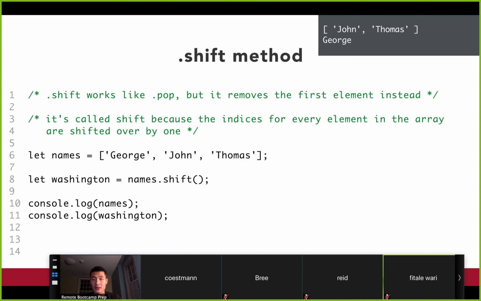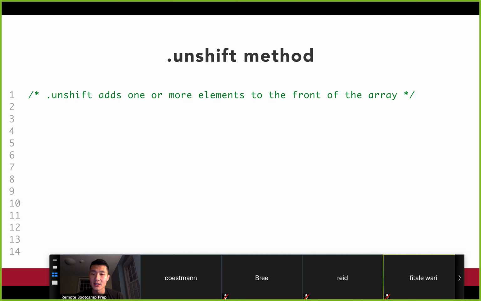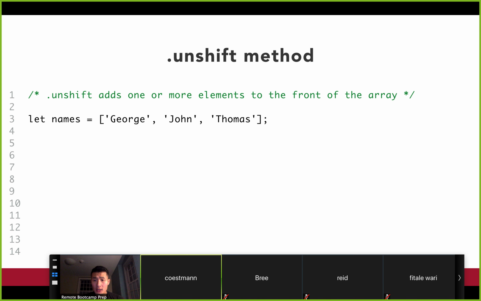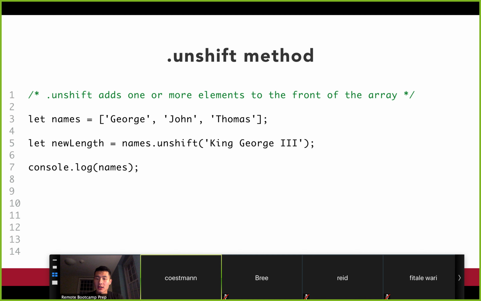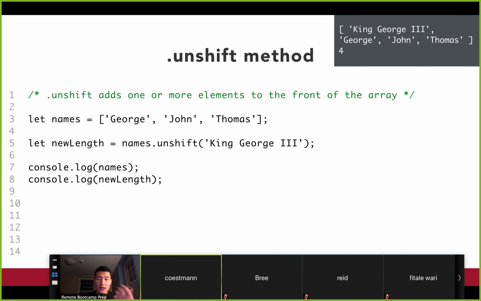So as you can imagine, the last thing we have, and probably the worst named function that we're going to see today, the unshift method, which adds one or more things to the beginning of the array. We have our array names, and here all we're doing is doing names.unshift, same as .push. We now feed in the thing that we want to add at the beginning of the array, and when I look at the new array after I unshift something, I see that the King George III in this case got shifted to the beginning of the array, and the new length of the array is now also 4.